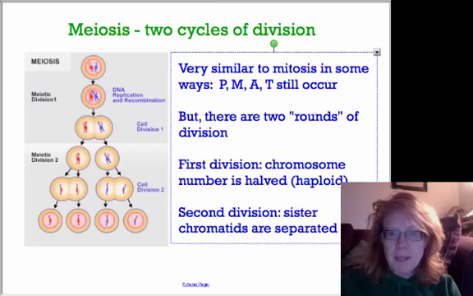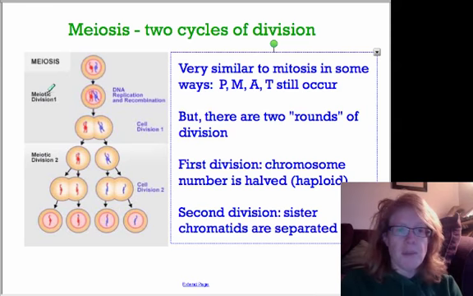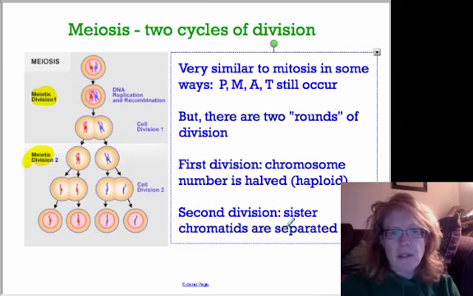So let's take a look at how this process works. Here's a general overview of it. The biggest difference that you'll notice in meiosis is there are actually 2 cycles of division. There's meiotic division 1 up here, and then there's meiotic division 2. They're really similar to mitosis in many ways. You still get PMAT. There's still a prophase, metaphase, anaphase, and telophase in each one, but it happens twice. There's a first cell division and a second cell division.